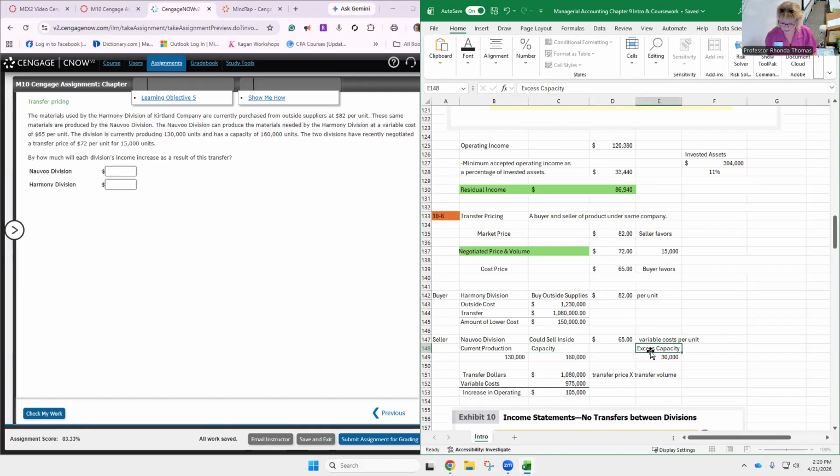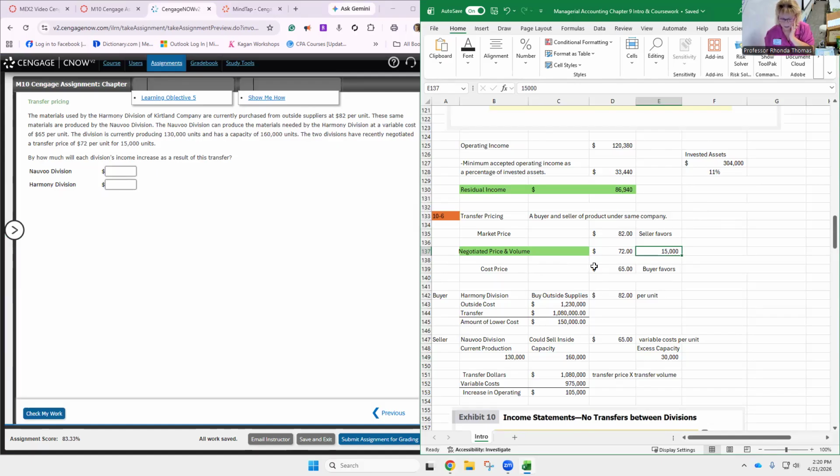So the excess capacity is 30,000. So that's going to be helpful to bringing the transfer price down some. The two divisions have recently negotiated a transfer price of $72 for 15,000 units. So the cost was 65 per unit, and that's the one the buyer favors, who's trying to buy these items. The seller favors the market price value. So this is in between, and here is the volume.